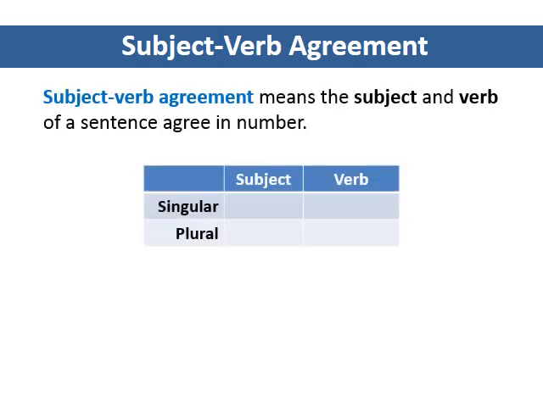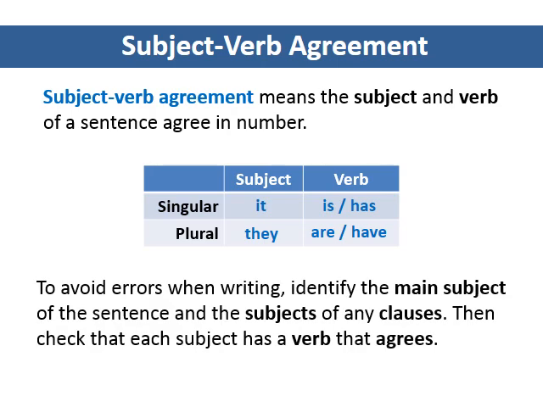Subject-verb agreement means that the subject and verb of a sentence agree in number. For example, a singular subject, such as it, is followed by a singular verb, such as is or has. A plural subject, such as they, is followed by a plural verb, such as are or have.